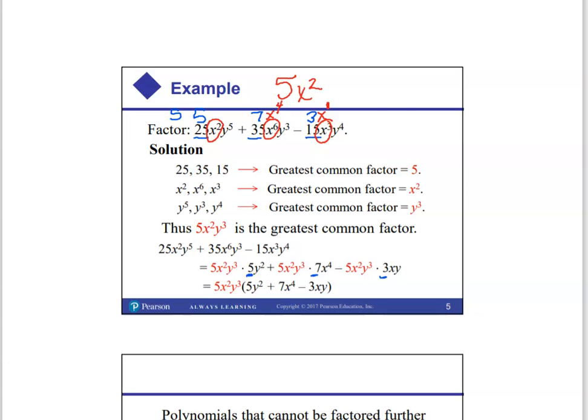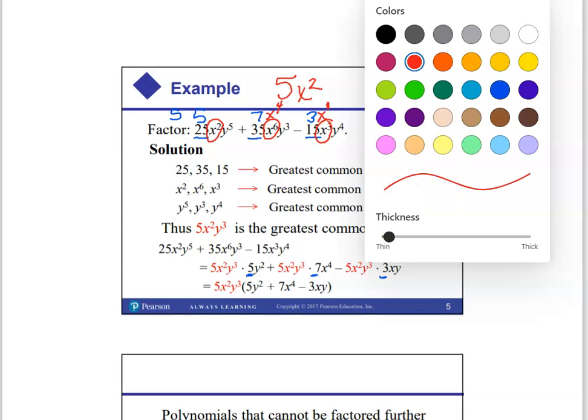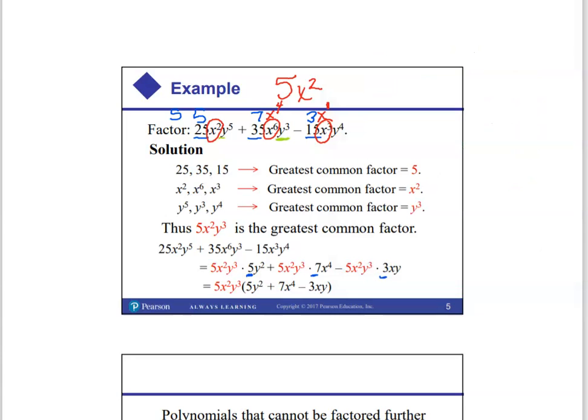Okay, now if we look at our y values, we've got a y to the 3rd, a y to the 5th, and a y to the 4th. Well, the smallest among those 3 is y to the 3rd, so I can pull that y to the 3rd out. If I pull a y to the 3rd out of y to the 5th, 5 minus 3 would be y squared. If I pull a y to the 3rd out of y to the 3rd, I don't have anything there. If I pull a y to the 3rd out of y to the 4th, 4 minus 3 would give me y to the 1st power.